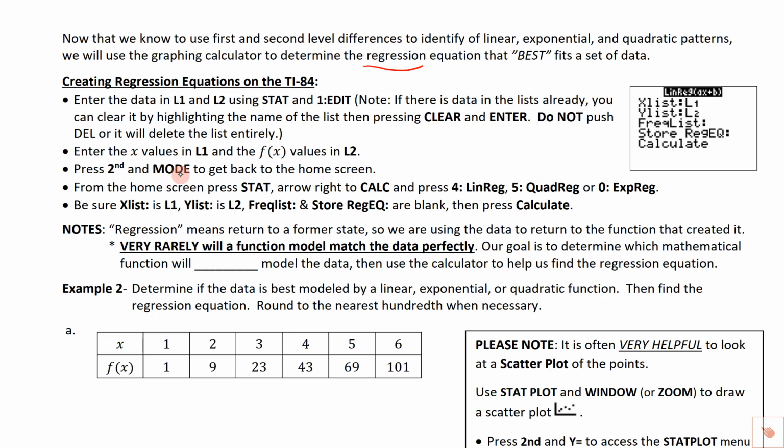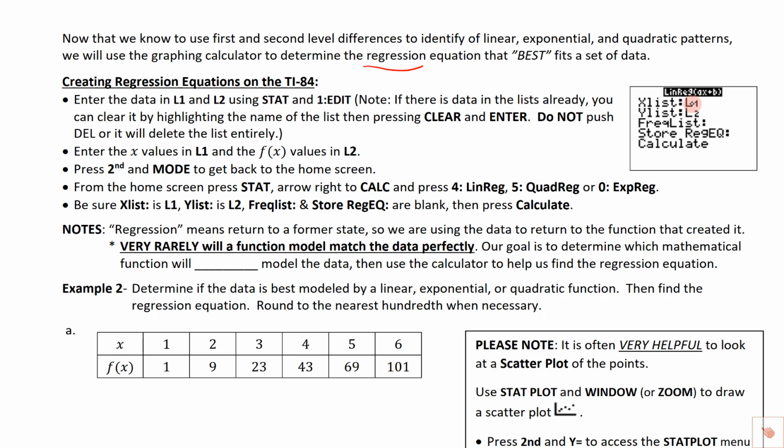And then we're going to use second mode. That'll take us back to the home screen. And again, stat button, that's going to be our friend. We're going to hit calculate, and we're going to do one of these 3 things. We're either going to do a linear regression, that's usually 4th in the list, a quadratic regression, that's going to be 5th in the list, or an exponential regression. That's at the very bottom of the list. A lot of times it's easier to hit the up arrow in order to find that. So X list is L1, Y list is L2, frequency and store regression equation, those are blank, and then you just hit calculate. So something like this.